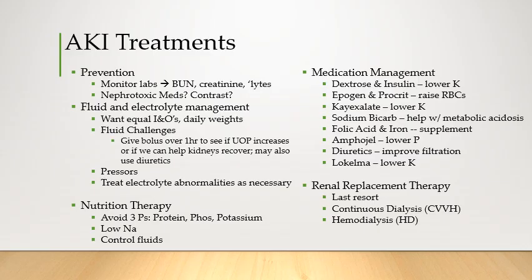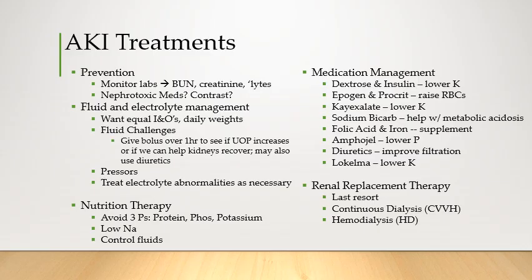Procrit, Epogen, this raises RBCs, but if the RBCs are within normal range or they're close to normal range, let the physician know because he may not want the patient getting that Procrit. Folic acid and iron, just to help back everything up. Diuretics, we use this to improve filtration. Even if the kidneys are hurt, they're still filtering, so diuretics can help them out.